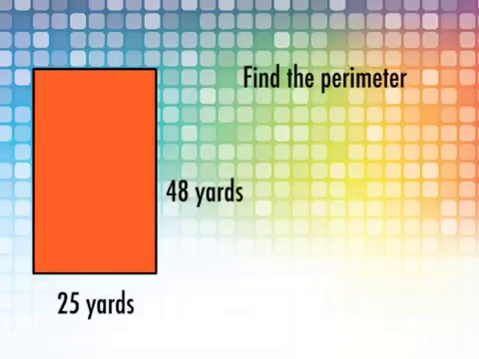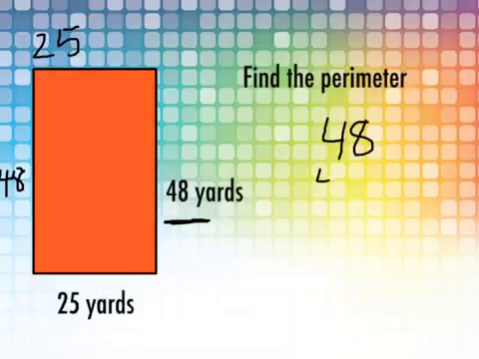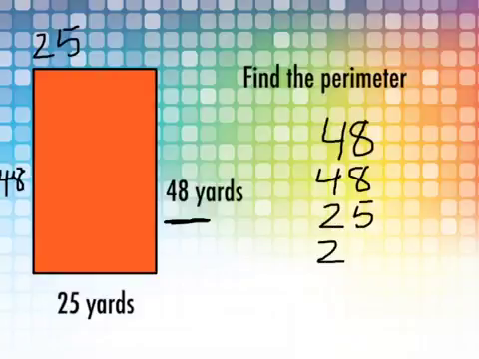Alright, hopefully you have solved it now. So what you're going to do is add all the sides. Since I know that this side is 25 yards, that means that this side is also 25. And then this side over here is 48, so I'm going to write that this side is also 48. Now that I have all my sides, I'm going to add them together. So I'm going to do 48 plus 48 plus 25 plus 25.